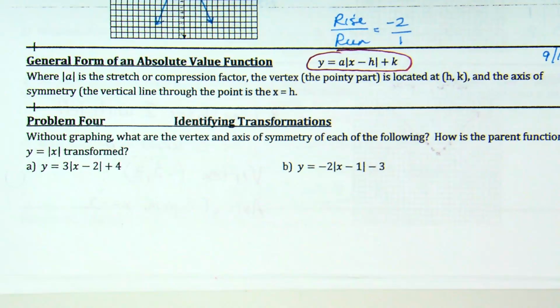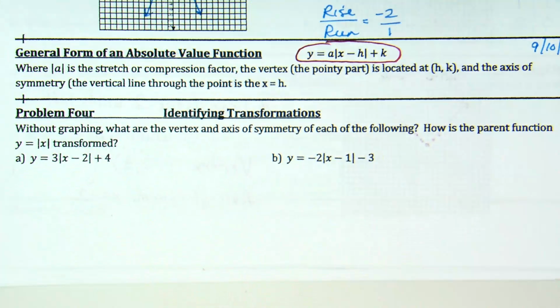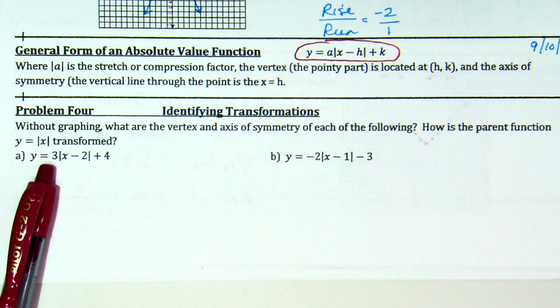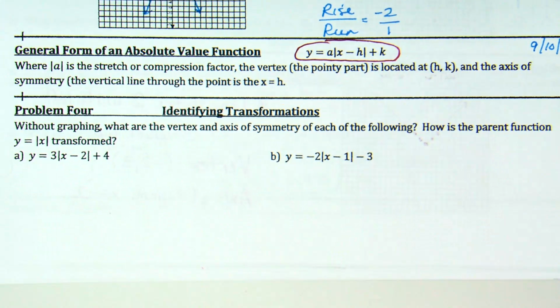How we're going to use it. Let's look at problem 4 here. Without graphing, what are the vertex, axis of symmetry, and how is the parent function transformed? So is it translated? Is it stretched? Is it reflected? Those kinds of things. So let's go through and identify the different pieces. What's this 3 doing? It's multiplying out front, so it's going to be a vertical stretch, right? And why is it a stretch and not a compression? Because it's more than 1.